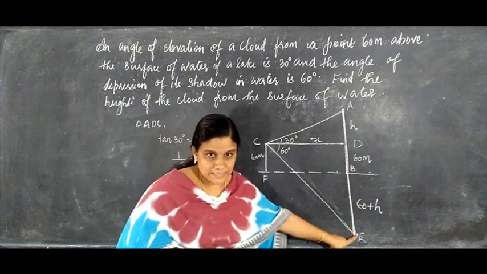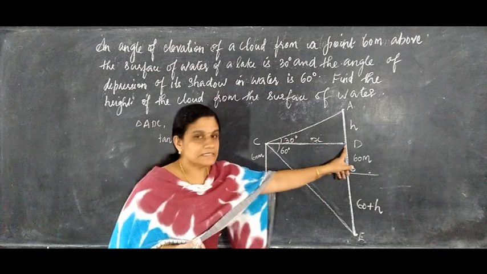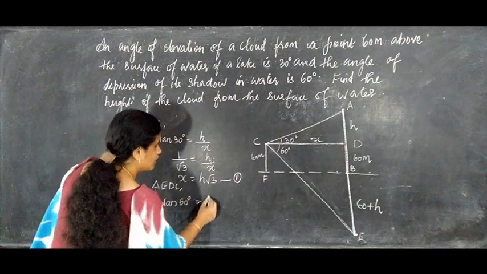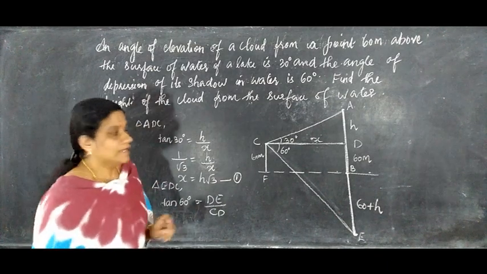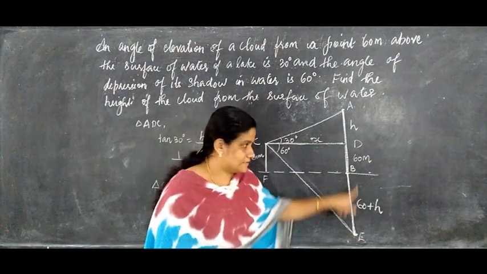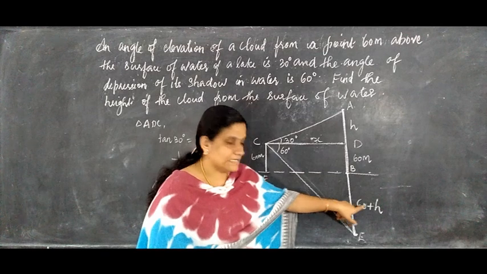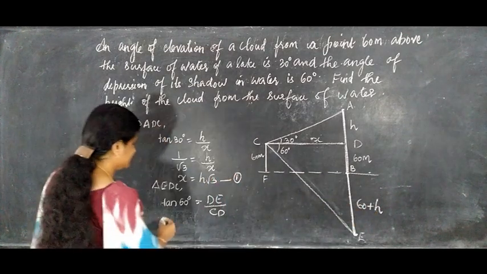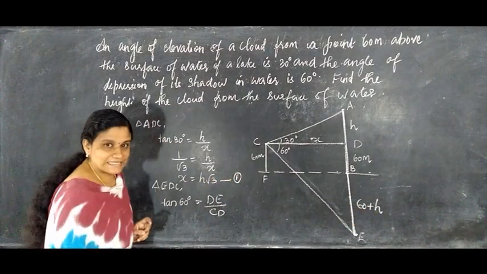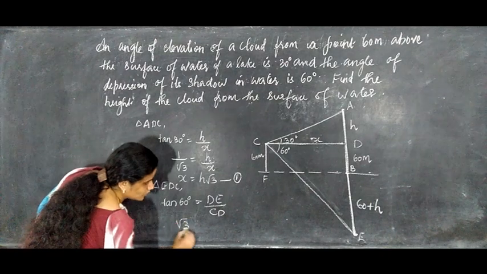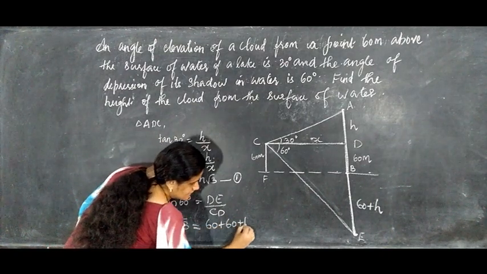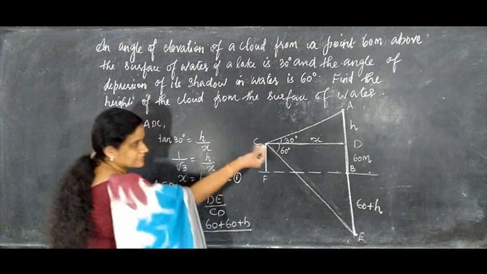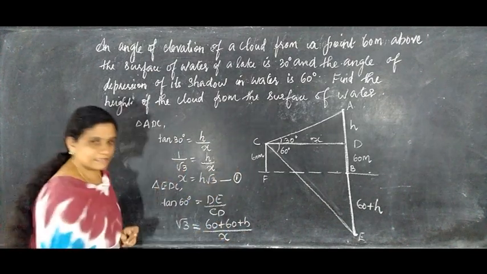DE is the opposite side and the adjacent side is CD, is it? So how can you write DE by CD? Okay, now what is DE here? 60 plus 60 plus H, is it? Before that, what is tan 60 degree? Root 3. Root 3 is equal to 60 plus H divided by CD, which we have taken as X.